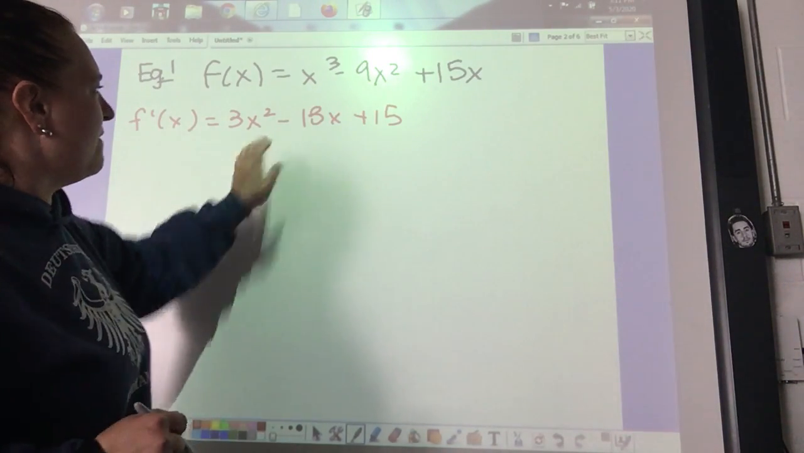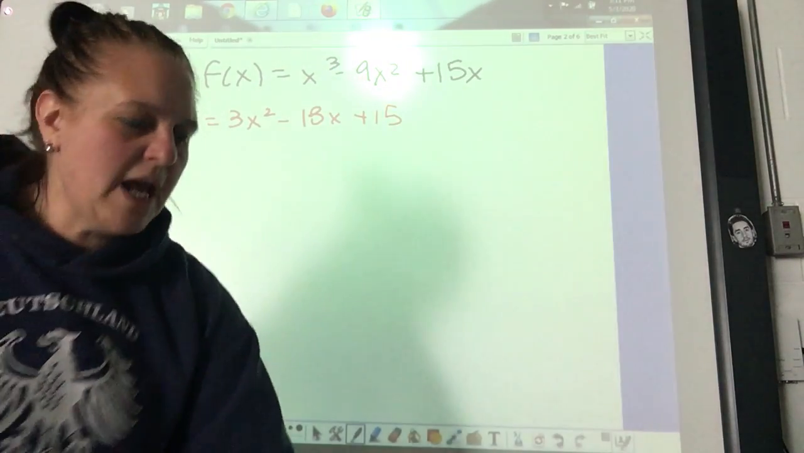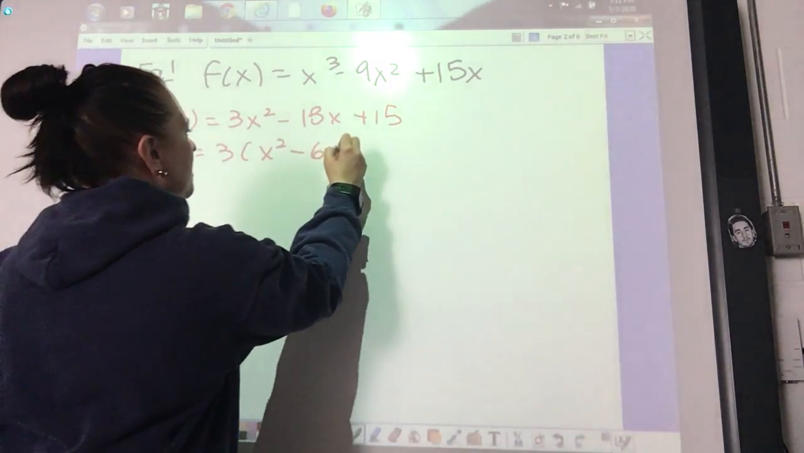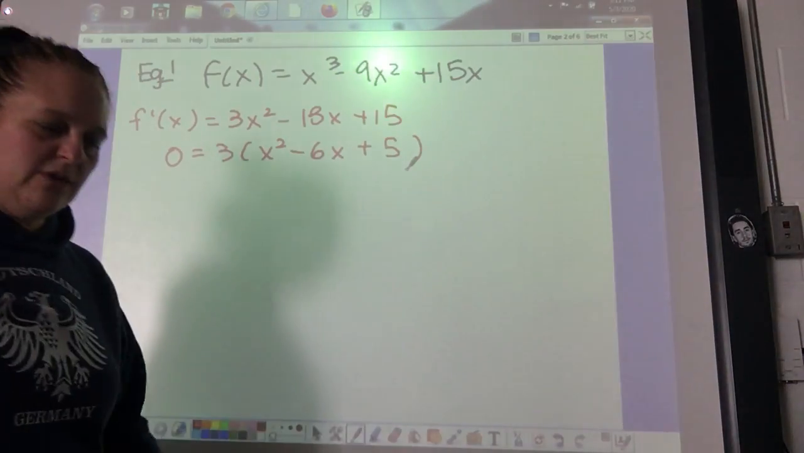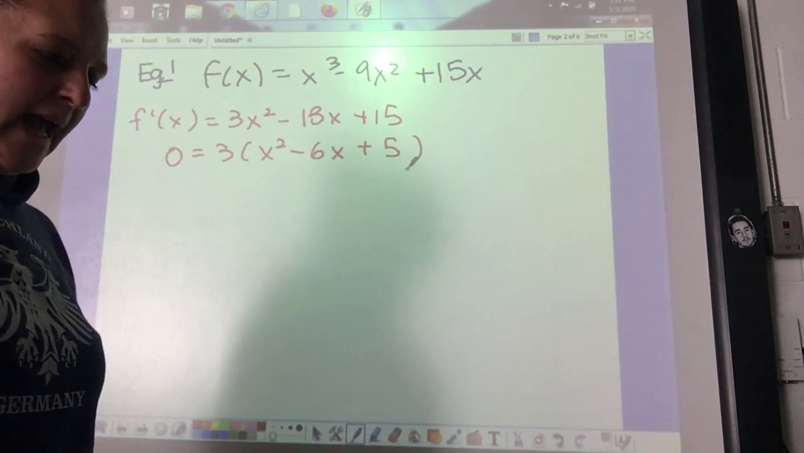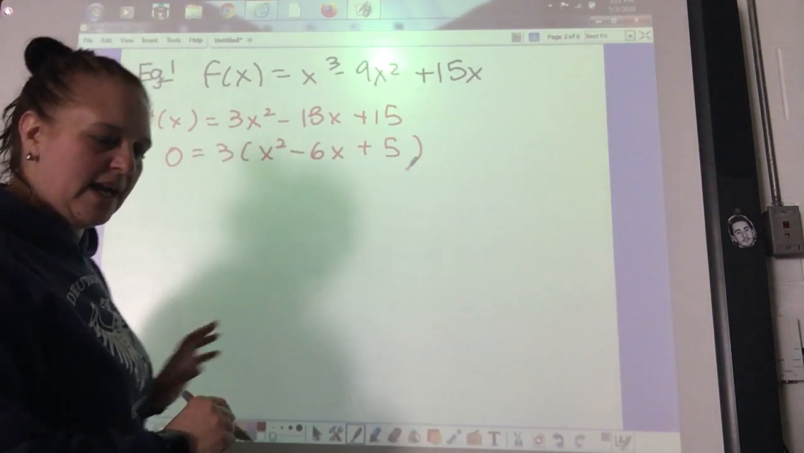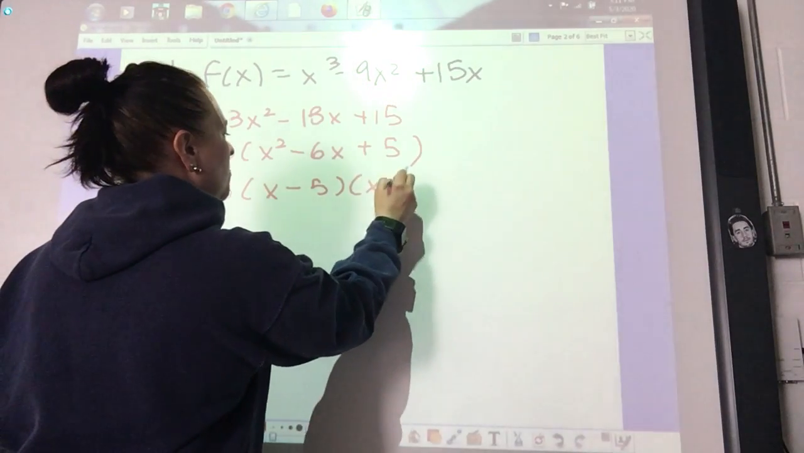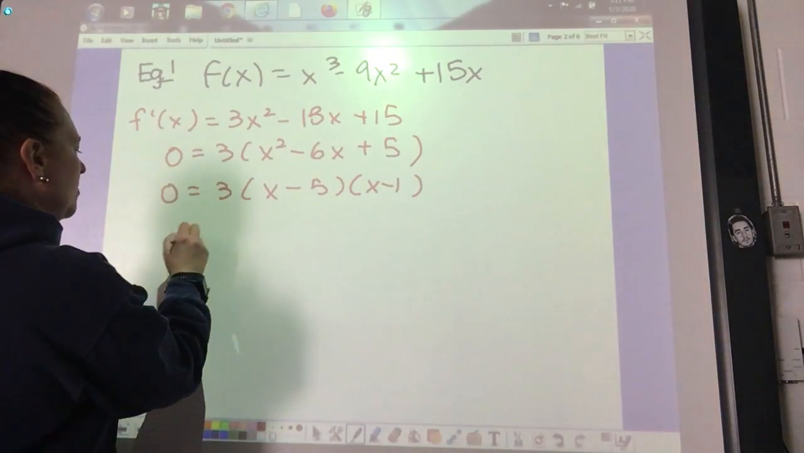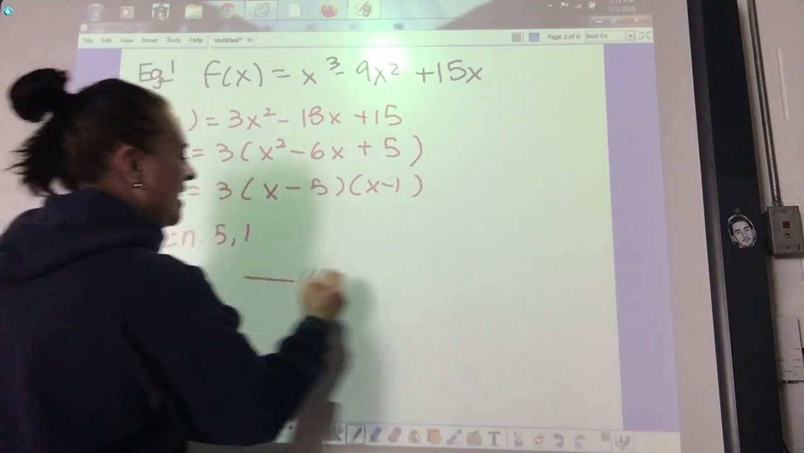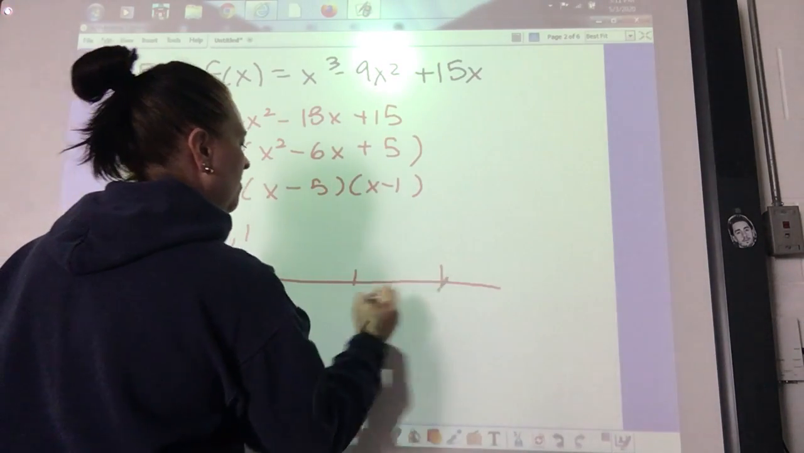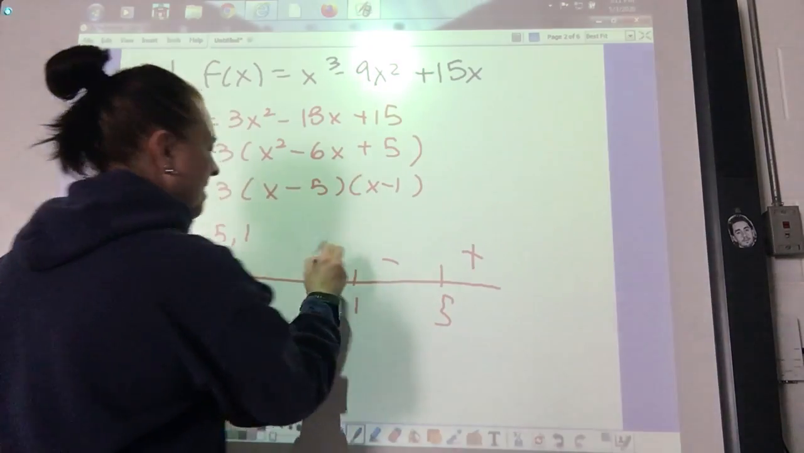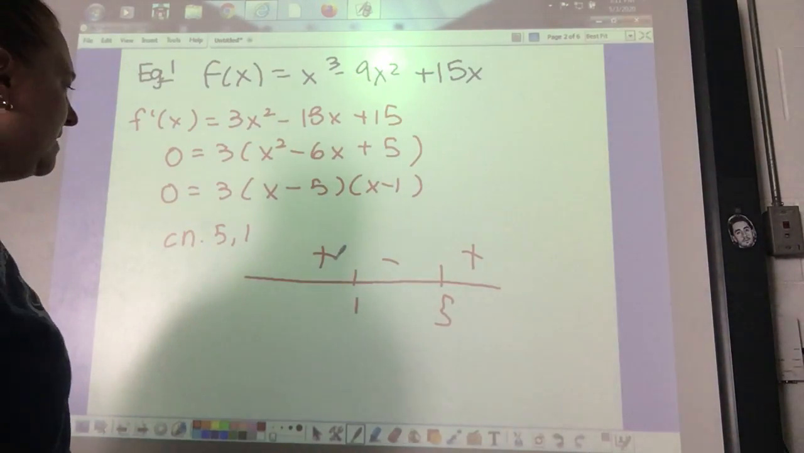Okay, step number 1, we get the first derivative, which I already did for you. Then we set it equal to 0, and you should realize you can factor out a 3. If you didn't realize that, you would notice that later on. And then we use this to make our sign diagram, or we can factor this even further. So we have x minus 5, x minus 1. So we have two critical numbers. The critical numbers would be 5 and 1. We make our sign diagram, 1, 5. We take a large number, a million, run it through, and make our sign diagram. I'm going through this quickly because this should be really easy for you.